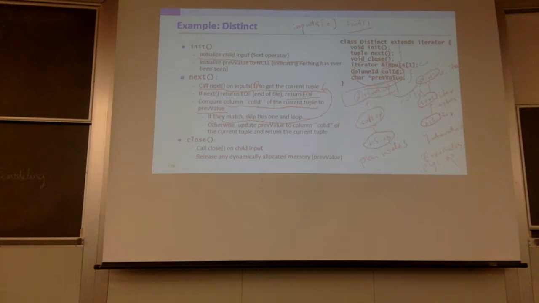Or if they don't match, then this is not a duplicate, so you should return this tuple. But before you return, you have to remember the value of the current tuple so that the next one can compare against it, right? So you update the previous value to the value of the column with the column ID of the current tuple, and then you can just return the current tuple. Okay, that's basically the flow of the next method of the distinct iterator.